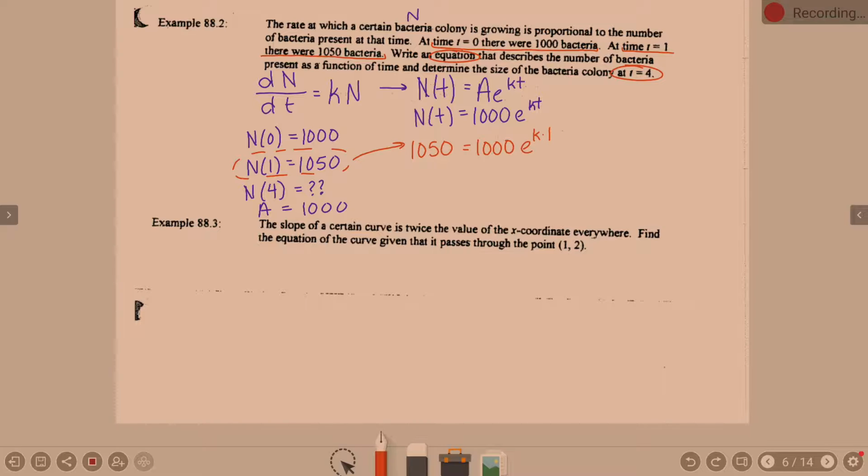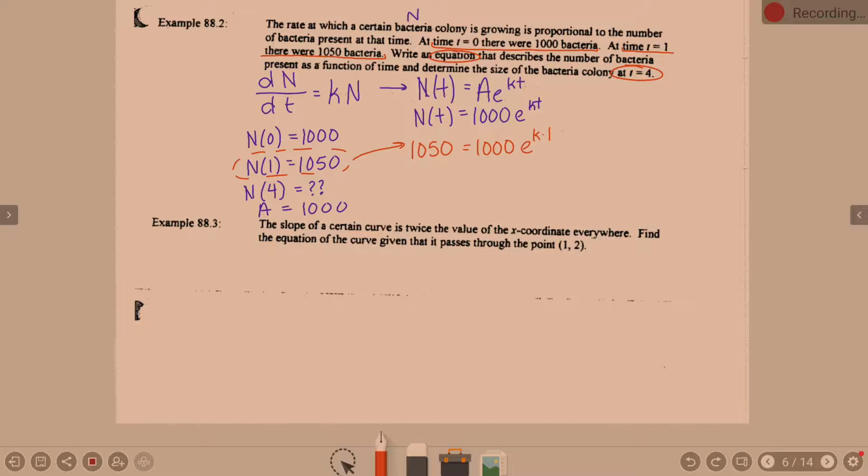Okay. Before we can take the log, divide. We don't want to take the log yet, because the idea is we're going to need to take the log of that e to the power to get that k out of the power. But we don't want to take the log until that 1000 is gone. So we divide both sides by 1000.